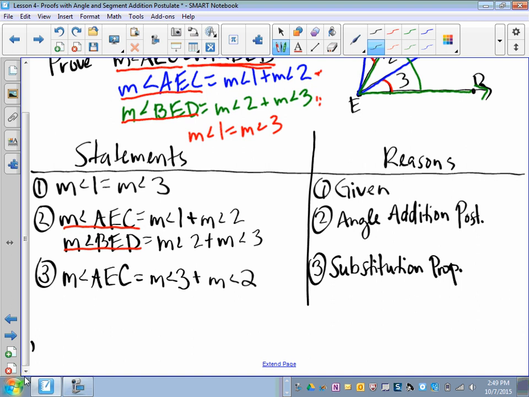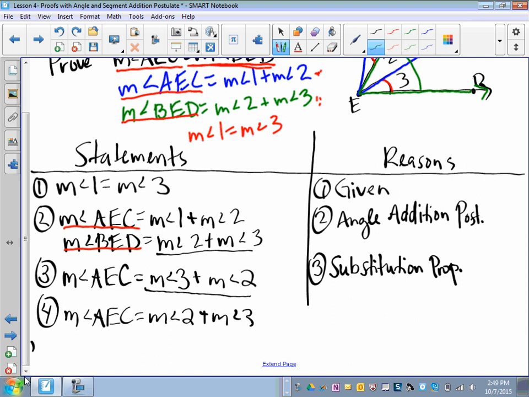Questions on what we've done so far? Okay. Now, does AEC, this piece, look exactly the same as BED? No. They're close though, right? What do I need to do? Commutative property again. Because I need this to look exactly the same. The measure of angle AEC is equal to the measure of angle 2 plus the measure of angle 3.